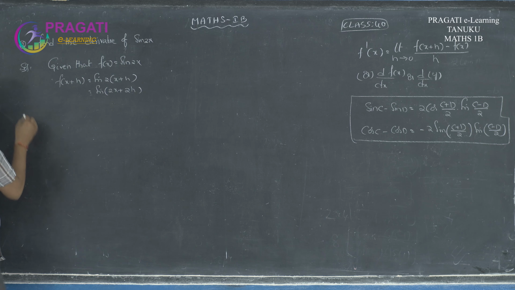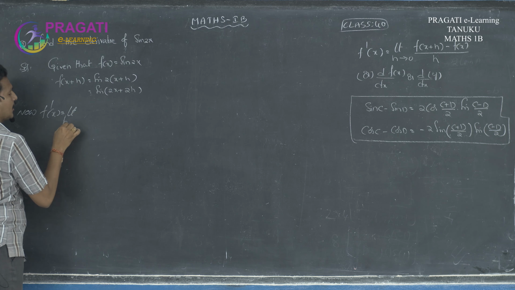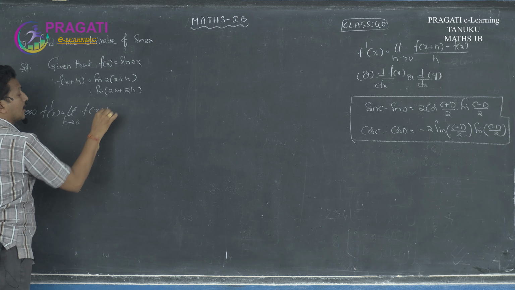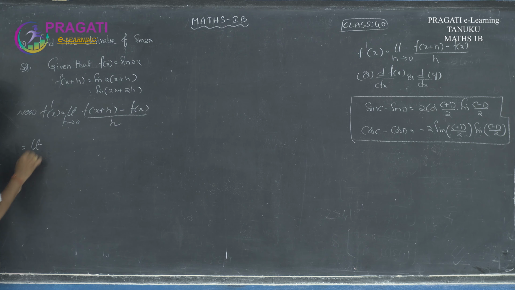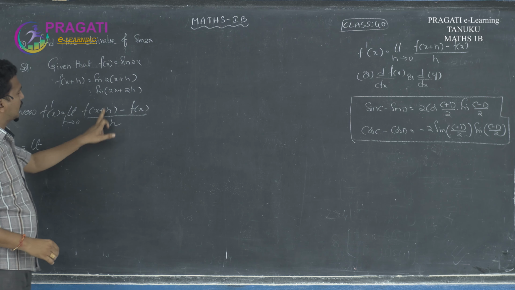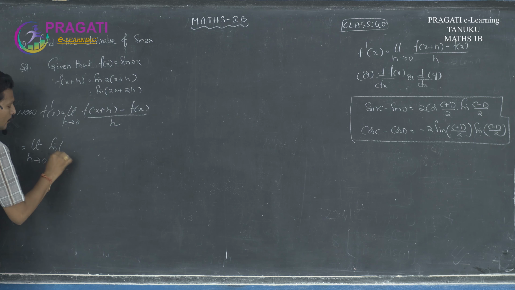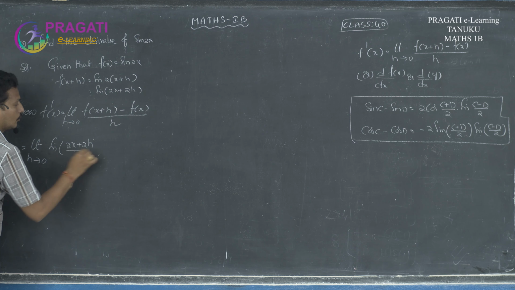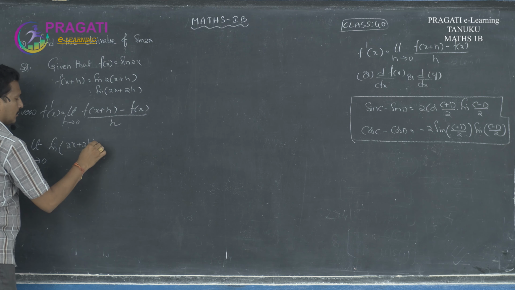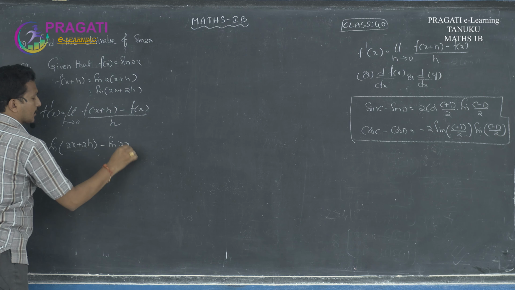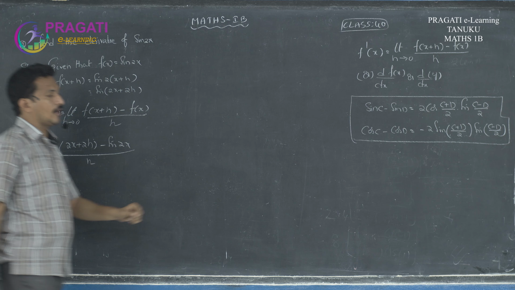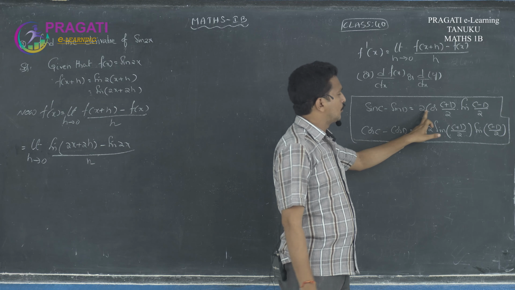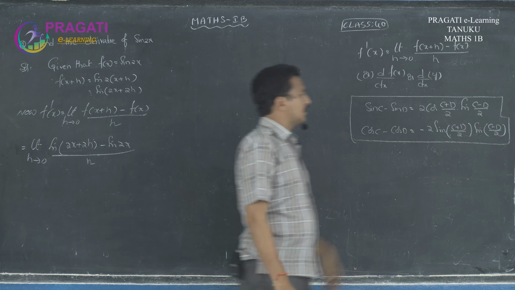Okay students, now the formula is f dash of x is equal to limit h tends to 0 of f of x plus h minus f of x by h. Here it is equal to limit h tends to 0, with f of x plus h being sin of (2x plus 2h), minus sin 2x, by h. Again it is of the form sin c minus sin d. The formula is sin c minus sin d is equal to 2 cos of (c plus d) by 2 into sin of (c minus d) by 2.